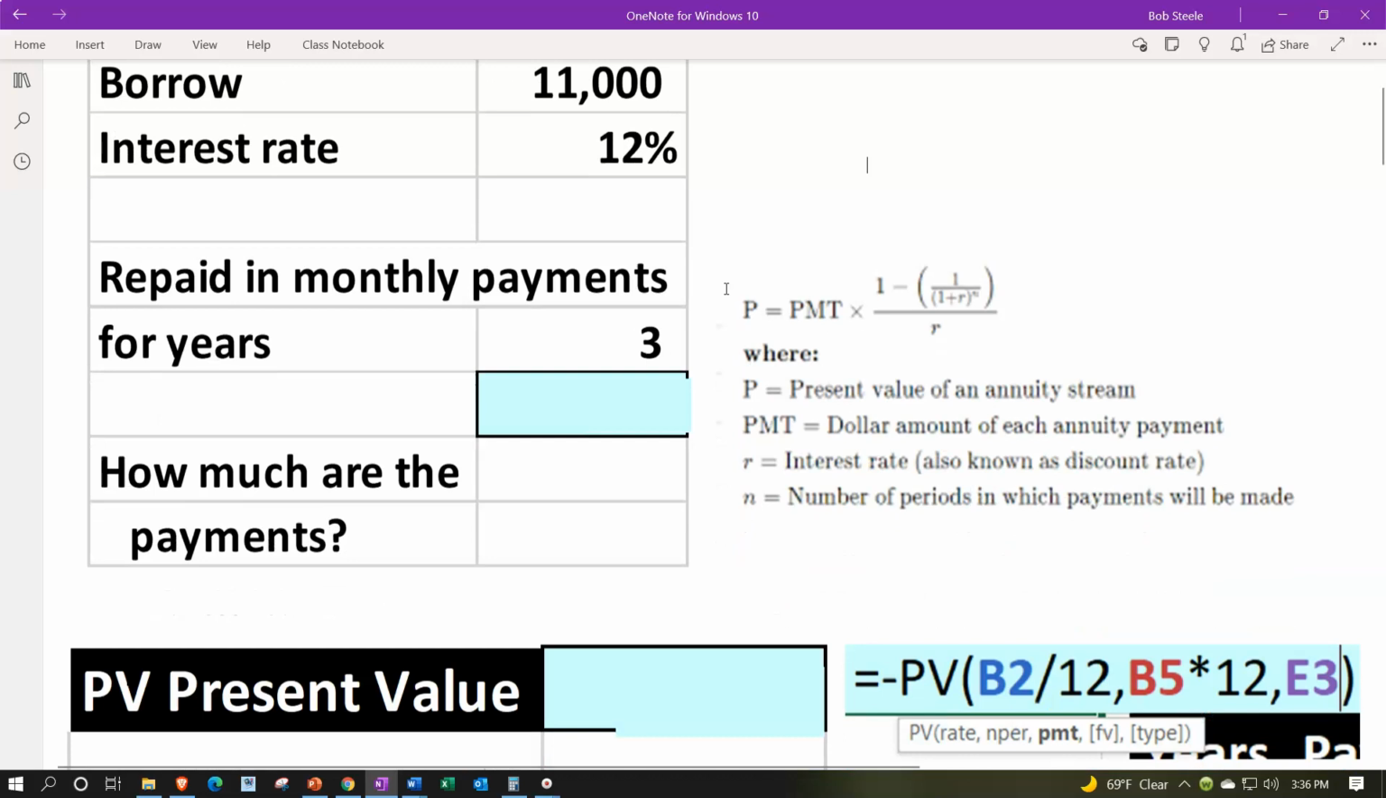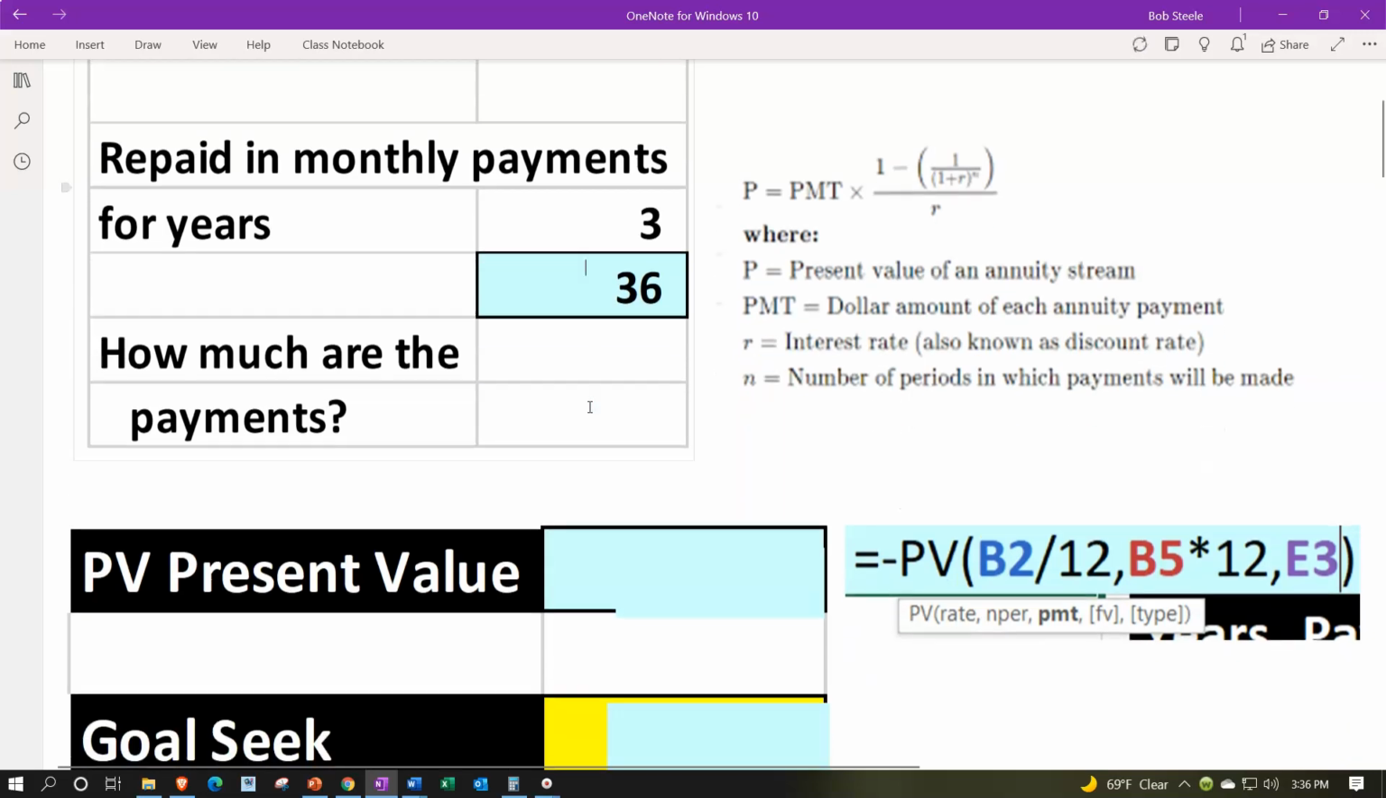We're going to see it's going to be repaid in 3 years, and that means that we're going to make monthly payments. So if we take those 3 years times 12, that's going to give us our 36 payments. So we're talking 36 periods, this time monthly periods, and that would add up to 3 years.